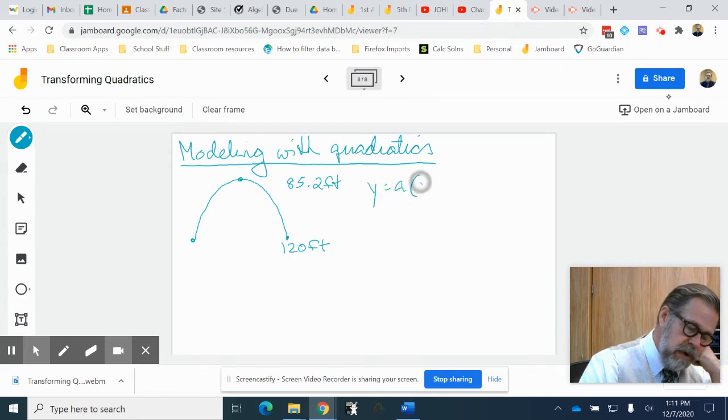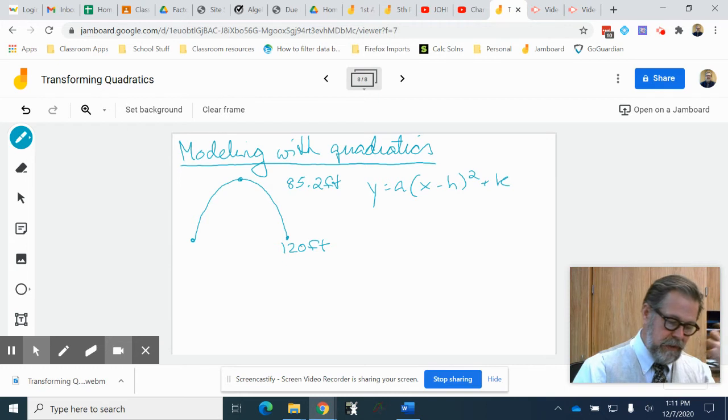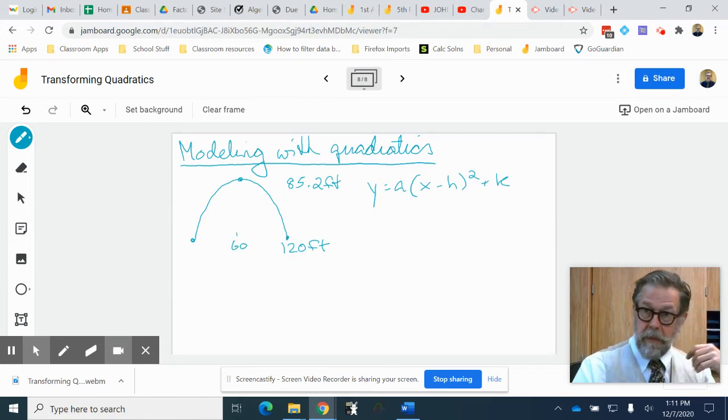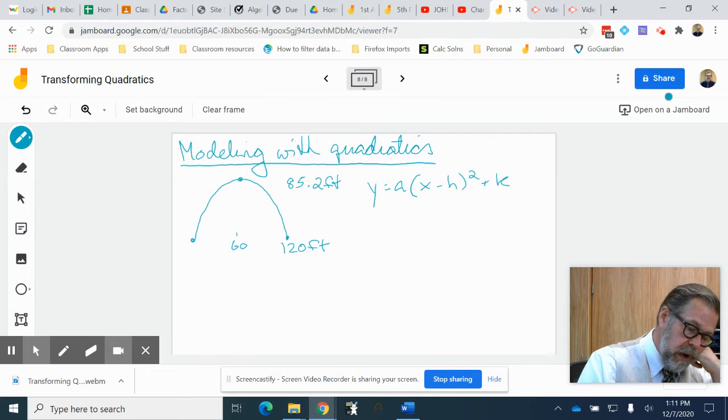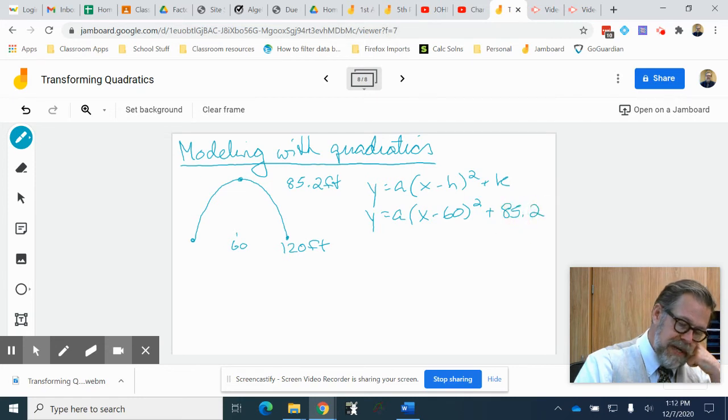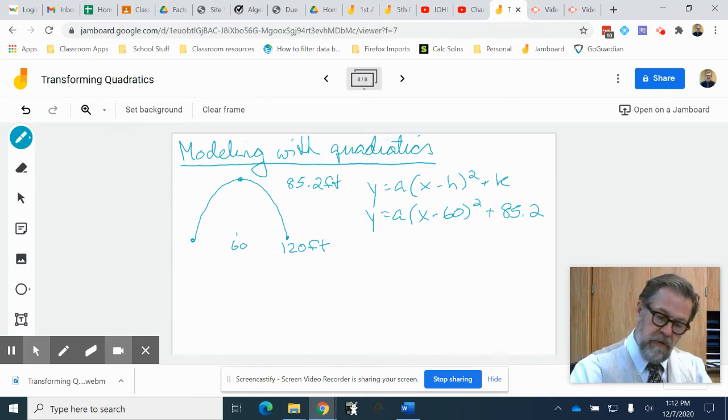Well, we're going to use the graphing form or vertex form of the equation, because one of the nice things about this is that we already know h, k. We know that this is a parabola that has been transformed by shifting it 60 feet to the right and 85.2 feet up. And we're not going to worry yet about the fact that it's upside down, because that's going to come out in the wash when we calculate the stretch factor. So we can write the equation, y equals a(x minus 60) squared plus 85.2.